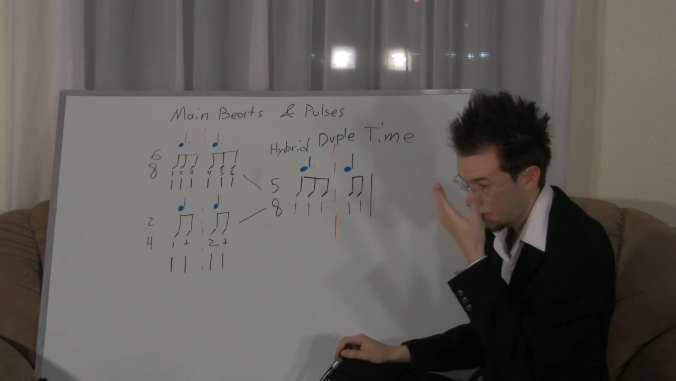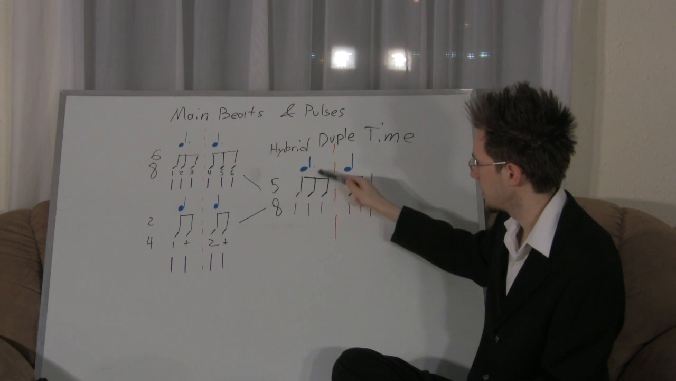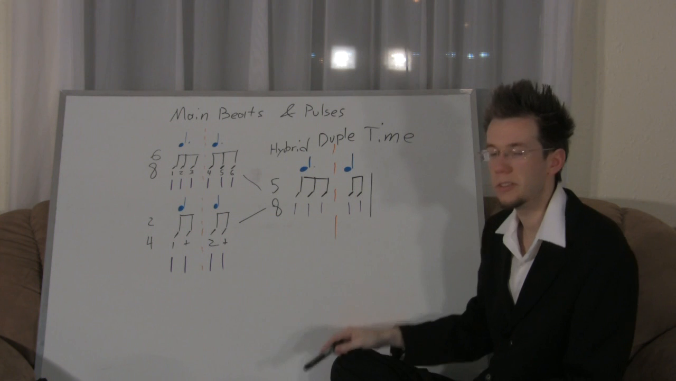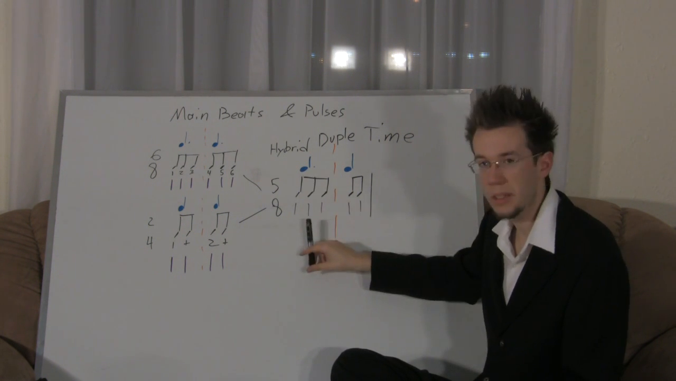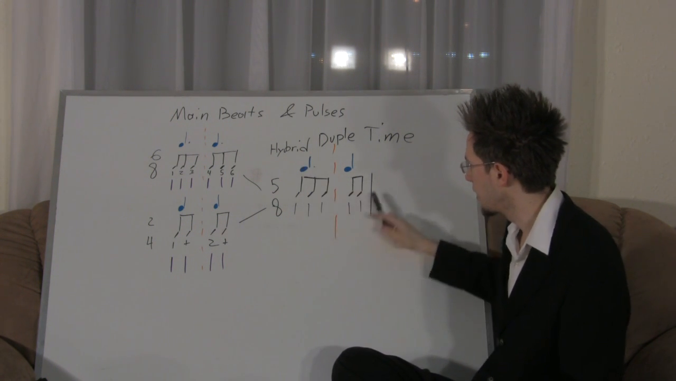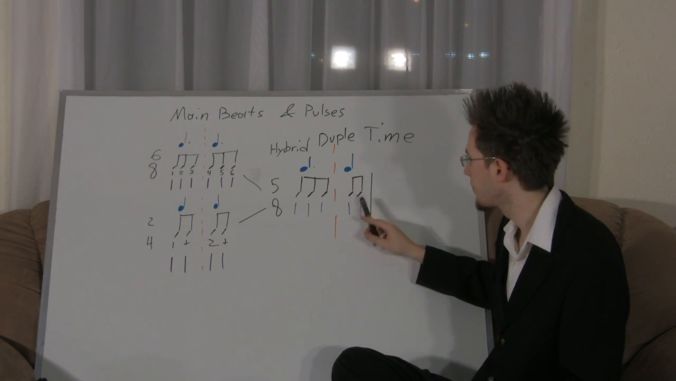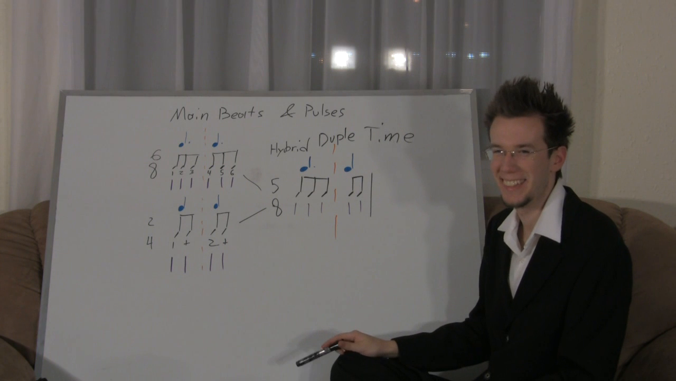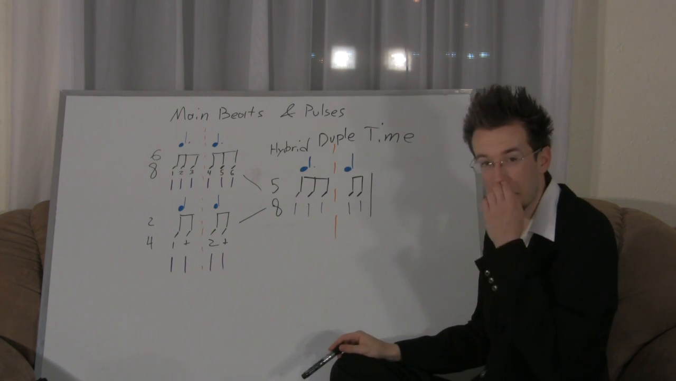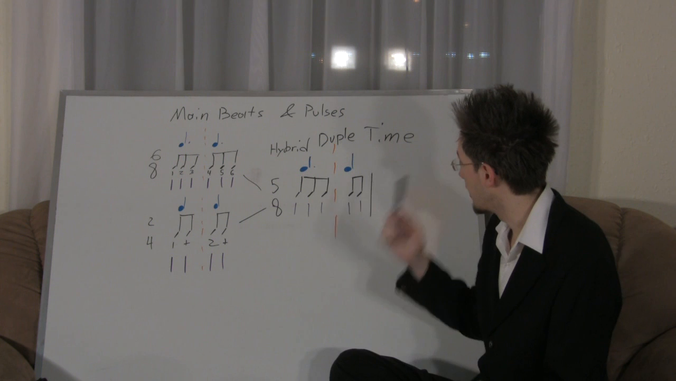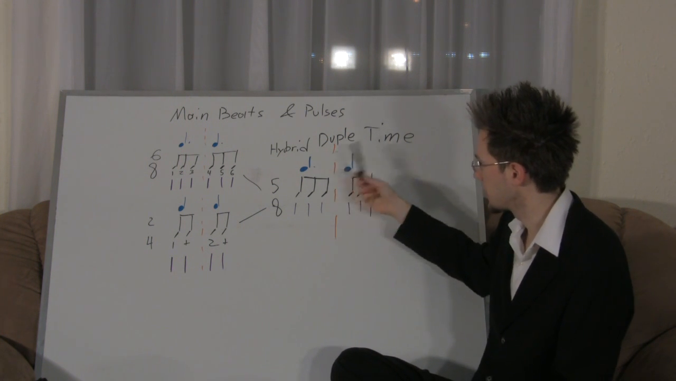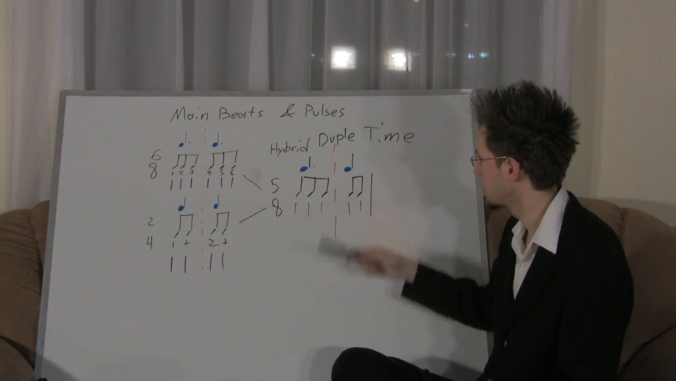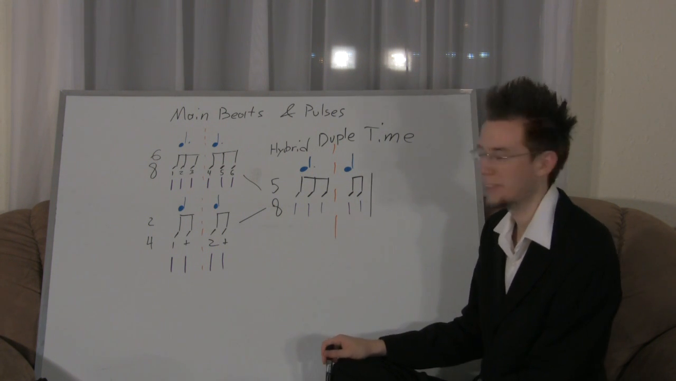Now, does it have to be this dot first or the quarter? The answer is neither. You could have the dotted quarter here and the quarter by itself over here. But really, you could also have it the other way. Okay? But I'm getting a little ahead of myself, because I want to next show you the different types of hybrids. I'll just show you in the next part.